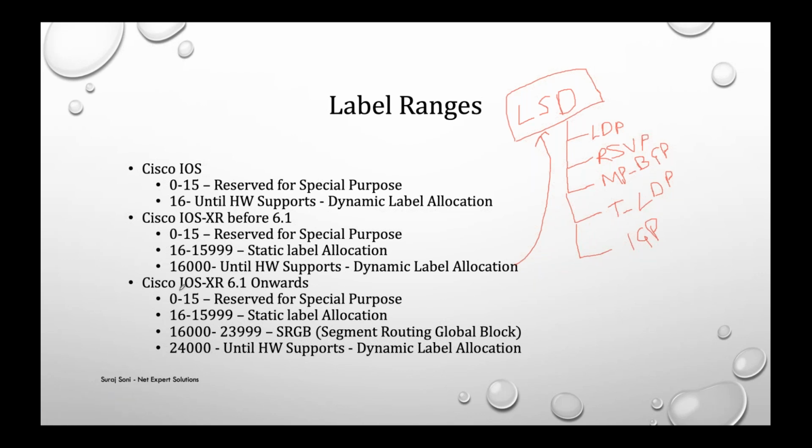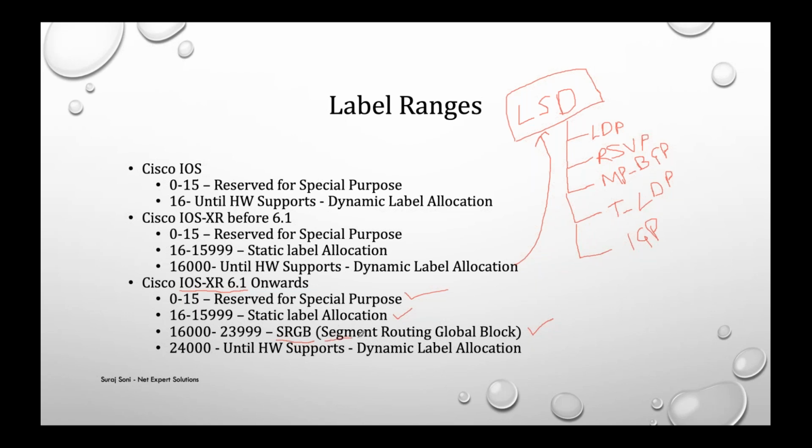Then from iOS XR 6.1 onwards, label ranges are a bit changed. So 0 to 15 again for reserved purpose. 16 to 15,999 is reserved for static label allocation. But now 16,000 to 23,999 is reserved for some other purpose, that is called SRGB reservation.